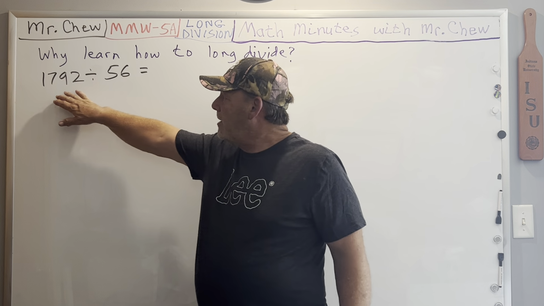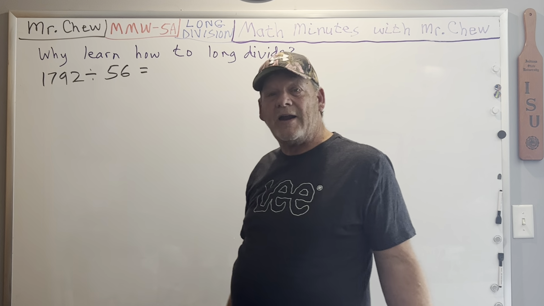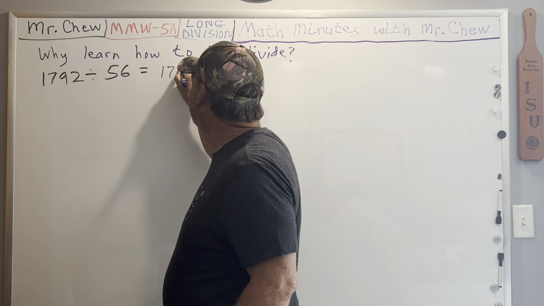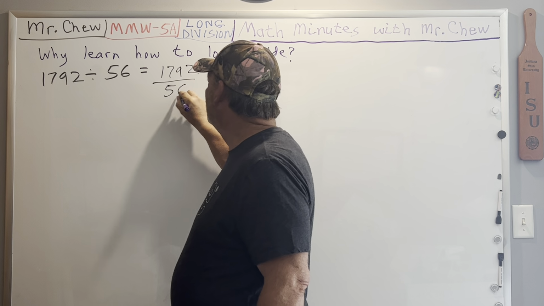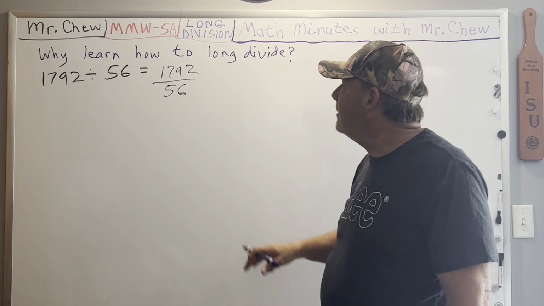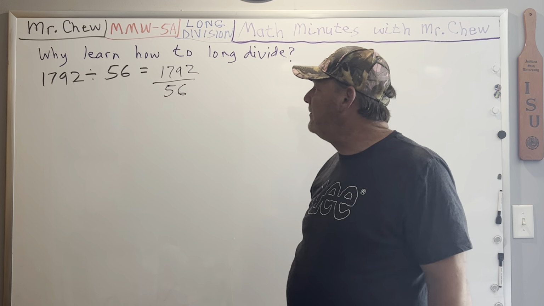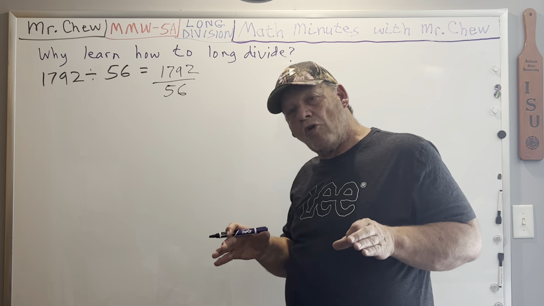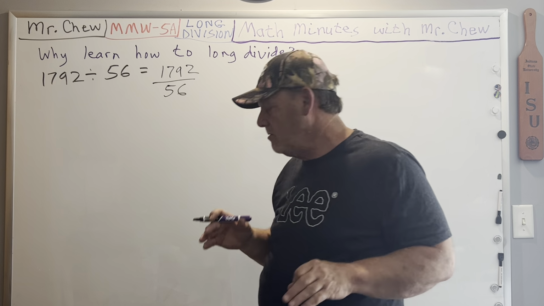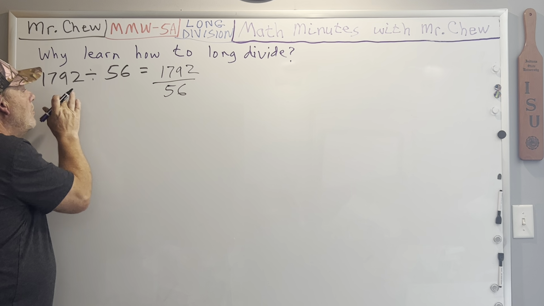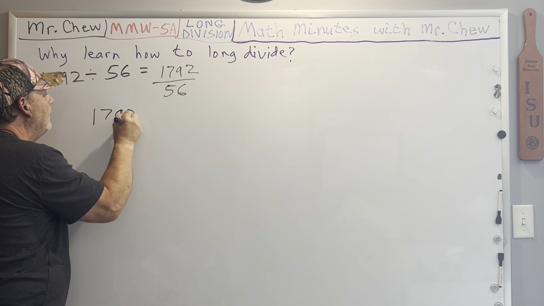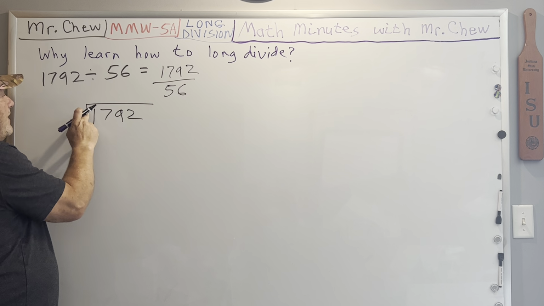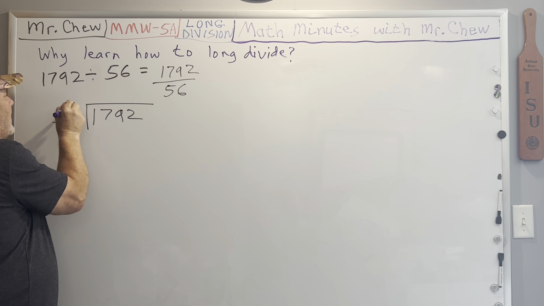So if I take the numbers 1,792 and divide it by 56, I can rewrite that as a fraction, because this fraction bar just means divide. So this is 1792 divided by 56. But if you're trying to long divide it, you have to write that out with the bar up above what we're dividing into, and then we put this little mark above it and to the left of it, and then the divisor goes out here.